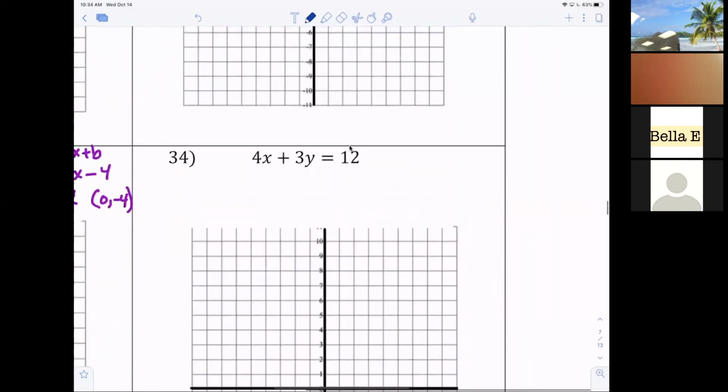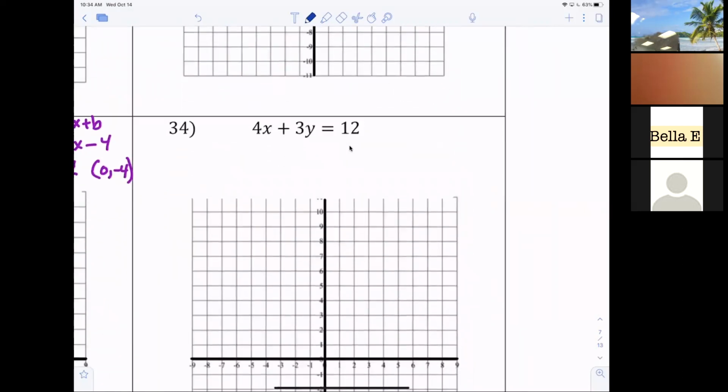Let's check out 34. Uh-oh. We got problems now because I want to put it in the format y equals mx plus b. So who's going to tell me what I have to do first step? Jack? You have to move the x. Yes, move the x. If it's 4x on the left, it's going to be negative 4x on the right. So everybody's supposed to write down 3y equals negative 4x plus 12.